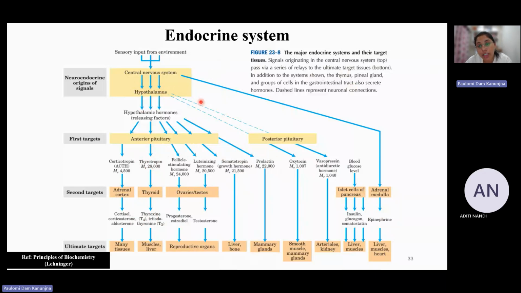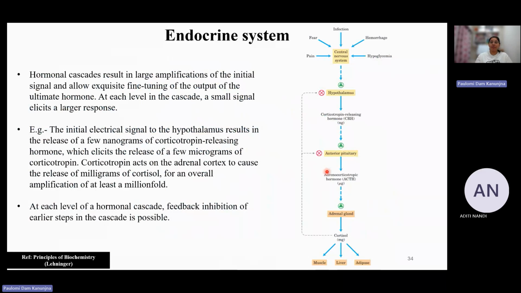Via neuronal connections, the signals move from the hypothalamus to the posterior pituitary, and you see they're directly releasing oxytocin and vasopressin, so they don't have these other targets. So the posterior pituitary is only involved in the release of vasopressin and oxytocin, and everything else is under the control of the anterior pituitary, right? And this is basically how it is regulated and how it is working.